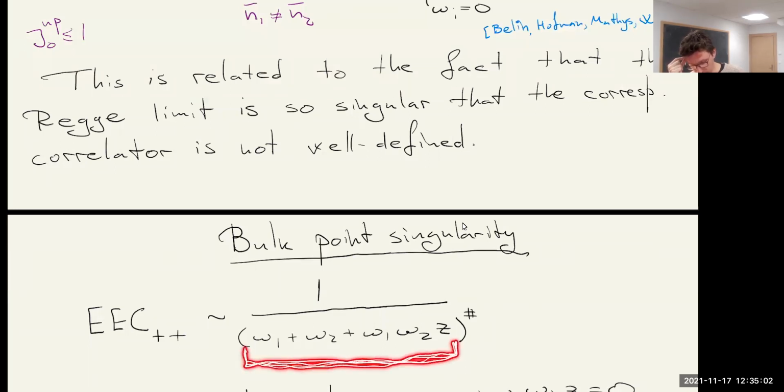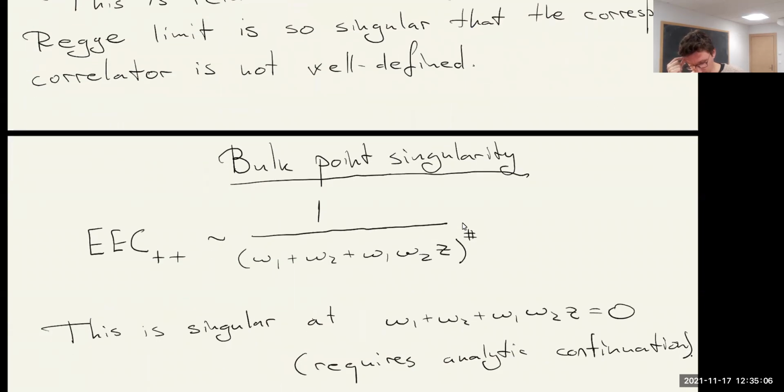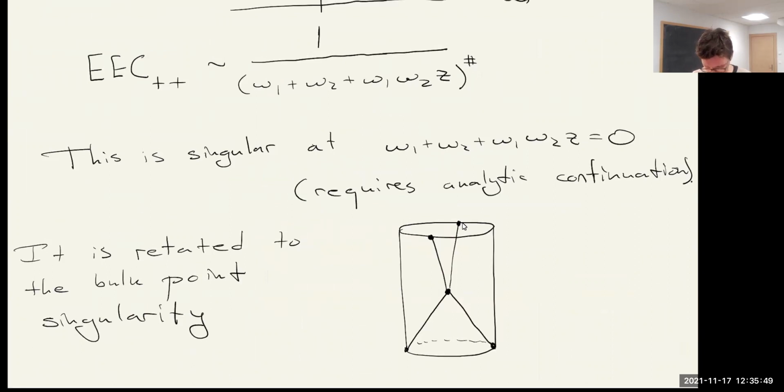These singularities are absent at weak coupling, and you cannot reach them. I told you that here omega 1 and omega 2 are positive. So if they're both positive, you cannot really reach the singularity. But if you analytically continue them, you can. So it requires analytic continuation, and this is similar to what happens in de Sitter when you have de Sitter correlators on the future boundary. If you want to extract a flat space amplitude, you have to analytically continue in momenta. So the same thing happens here. You have the singularity, but to reach it and to read off the bulk point limit, you have to analytically continue in omega. But you can check this property.